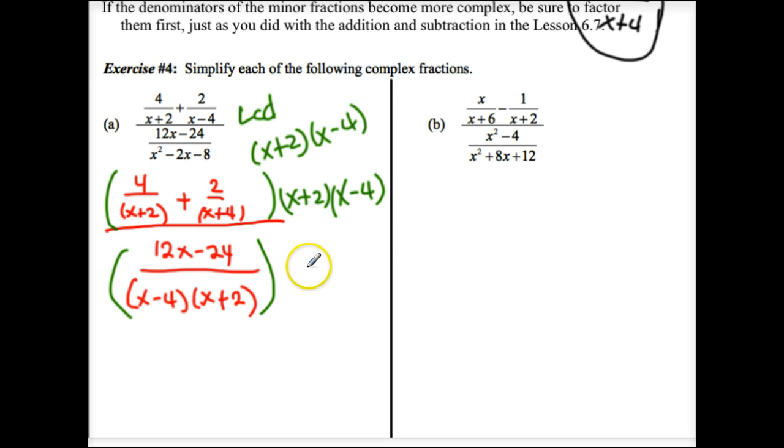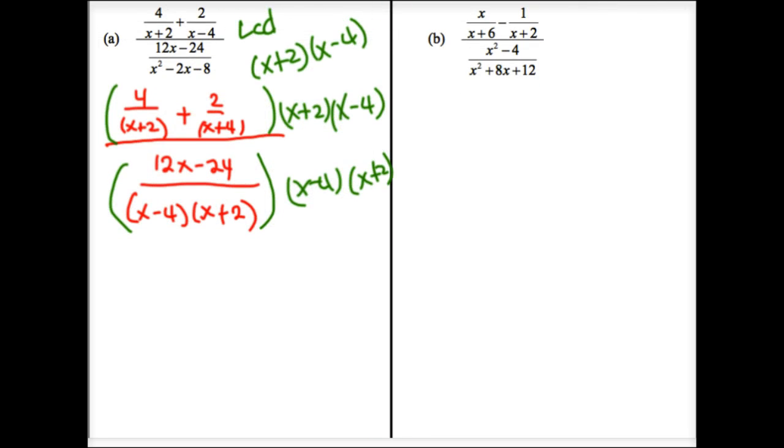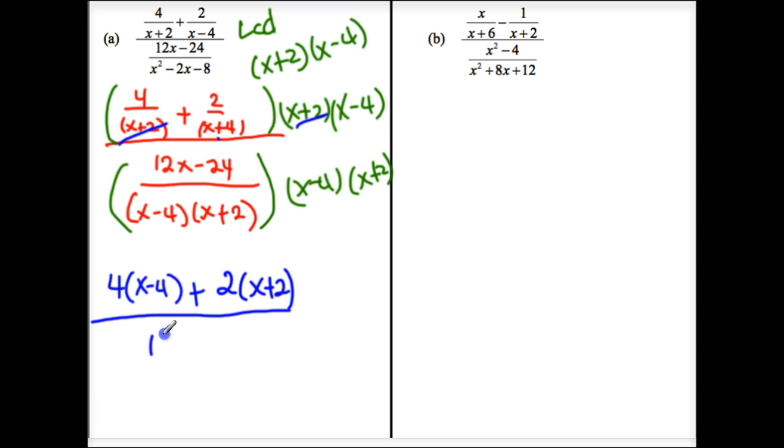This becomes x minus 4 and x plus 2. It doesn't matter the order I write it. So how can I cancel this off? For the first one, the x plus 2's are canceled, so I'm left with 4 parentheses x minus 4 plus, in the second one now, the x minus 4's are canceled, so I'm left with 2 and the x plus 2 over, these are all canceled, so I'm left with 12x minus 24 because the 4's cancel, the 2 cancel.